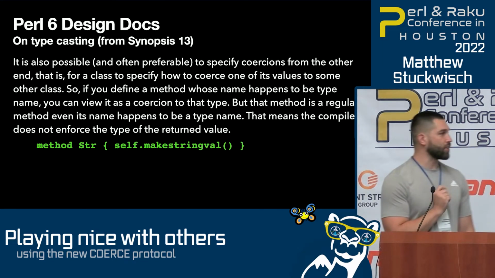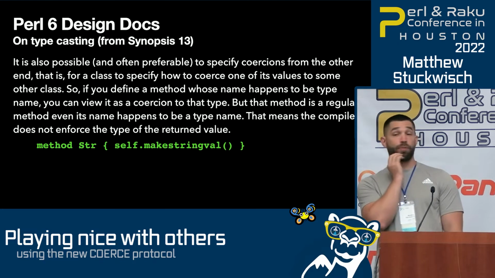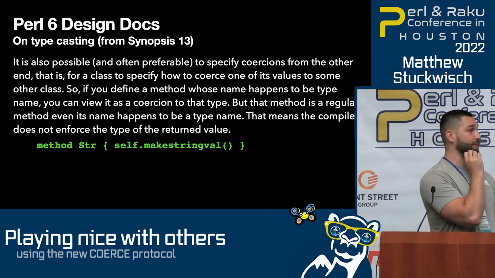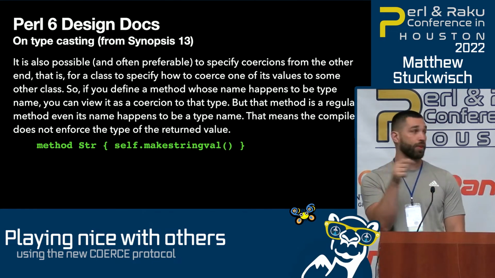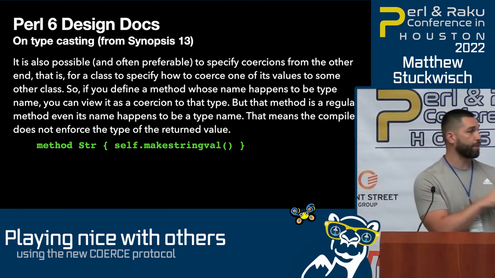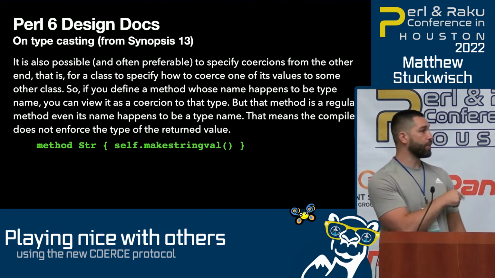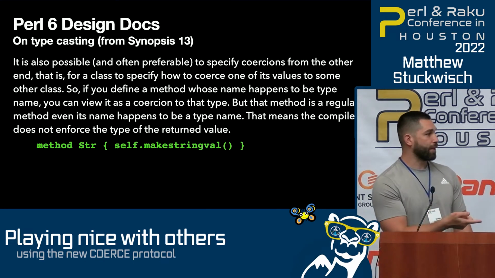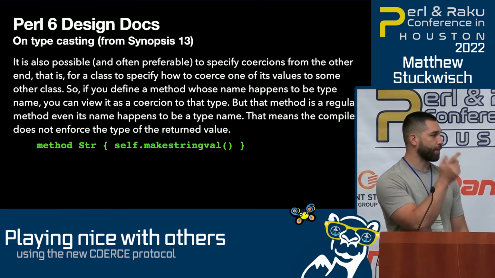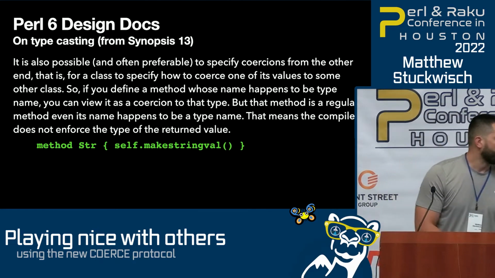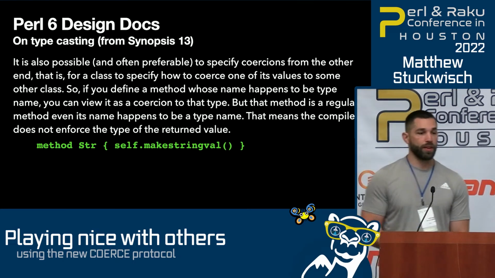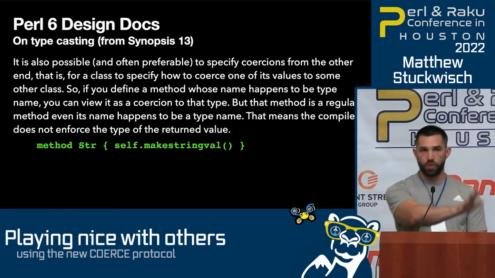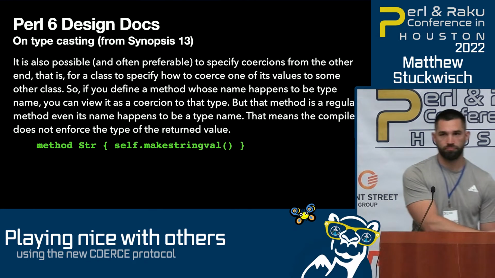And then it says here, it is also possible, and often preferable, to specify coercions from the other end. That is, for a class to specify how to coerce one of its values to some other class. So if you define a method whose name happens to be of type name, you can view it as a coercion to that type. But that method is a regular method, even if its name happens to be a type name. This means the compiler does not enforce type, all this kind of stuff. So basically what we're saying is, if you create your own class, you can put in this method name, and you have now created a coercion method.